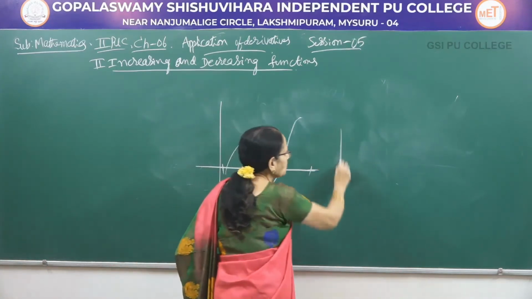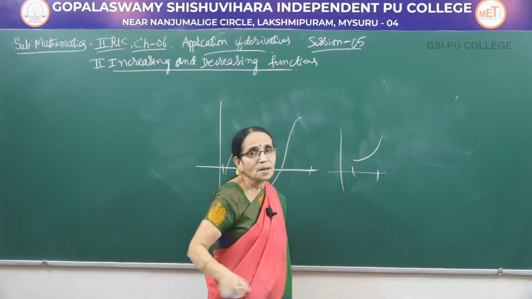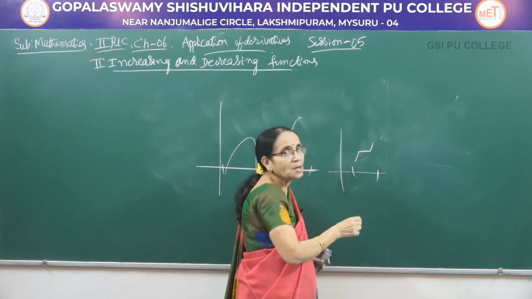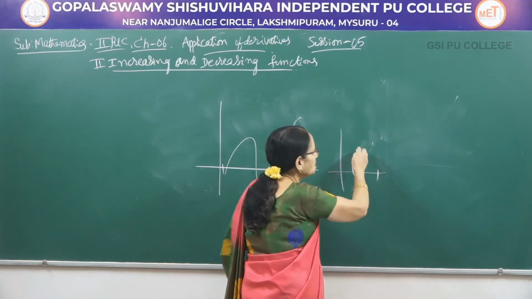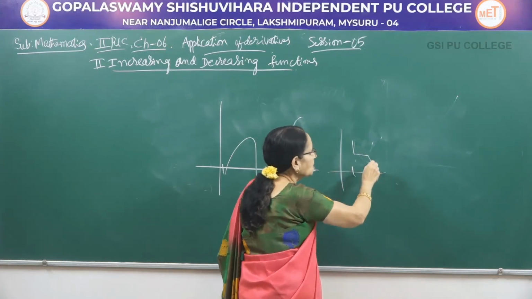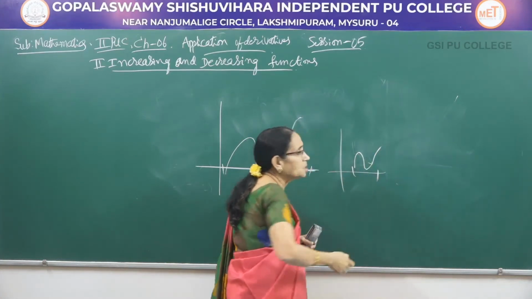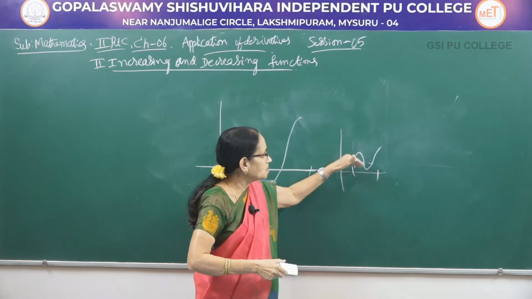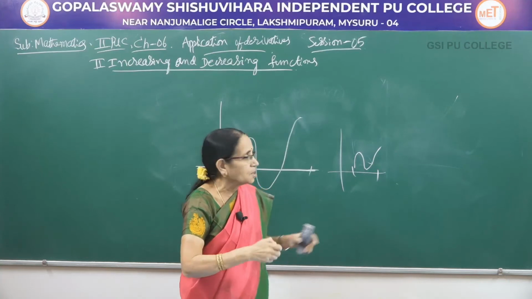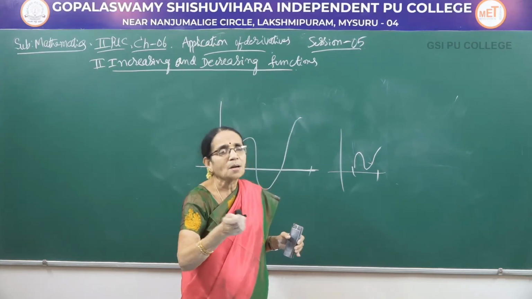Suppose when you take an interval like this, we say strictly increasing function. Suppose it is like this, we say it is an increasing function. Suppose it is like this, we say strictly decreasing function. Or if it is like this, we say it is a decreasing function. Suppose in this interval, it would be like this. What can you say about this one? Here it is increasing, decreasing and increasing. So we cannot exactly say whether it is increasing or decreasing. So this type we call neither increasing nor decreasing.